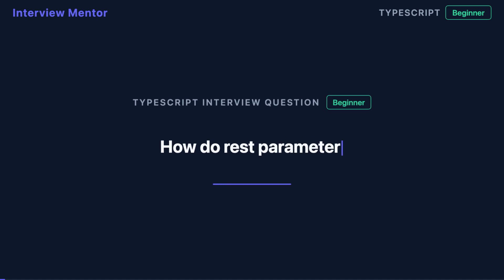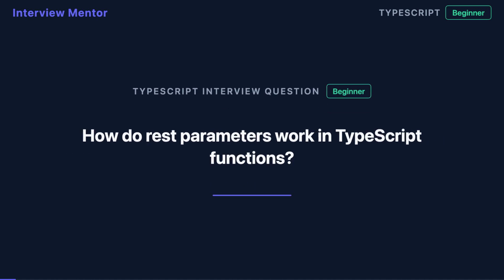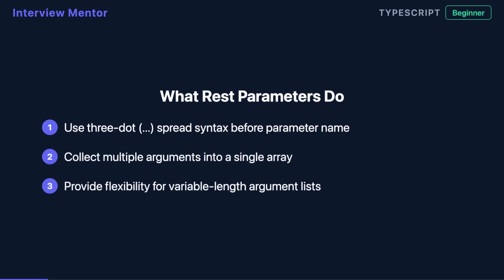Ever needed a function to handle any number of arguments without writing a dozen overloads? That's exactly what rest parameters solve in TypeScript. Rest parameters use the three-dot spread syntax to collect multiple function arguments into a single array. Instead of defining separate parameters for each argument, you prefix a parameter name with 3 dots, and TypeScript automatically bundles all remaining arguments into that array. This gives you flexibility to accept any number of values.